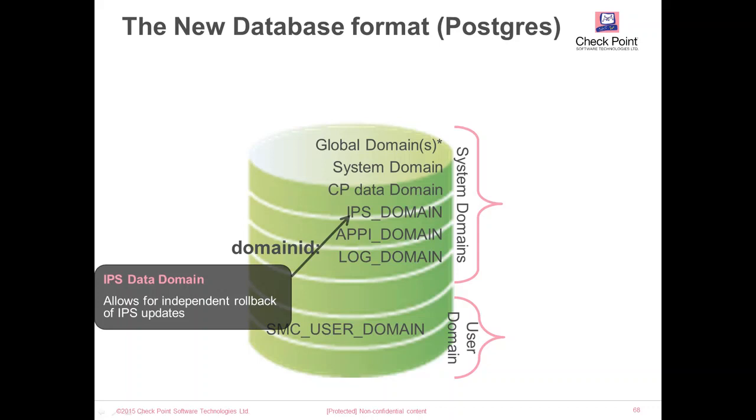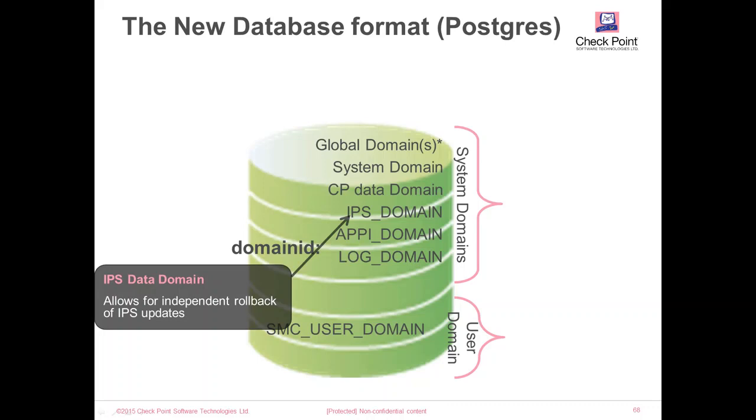The IPS data domain contains the IPS signature updates. The nice thing with this dedicated domain is that it allows for independent rollback of IPS updates. In the past, you might remember that people took full database revision controls before they did an IPS update, and then if something went wrong, they needed to revert back to the database revision. This also reverted back the policy changes of the security access policy, for example, since it was a revision control of the entire database. In R80, we have different revisions of the signature updates.